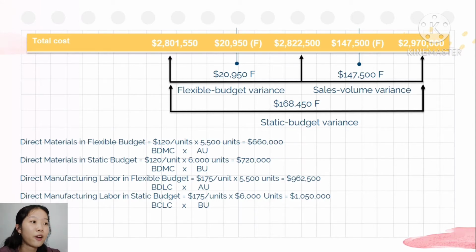And the second level is to calculate the flexible budget variance and the sales volume variance. We get $20,950 from the actual results and the flexible budget, and $147,500 from the flexible budget minus the static budget. The last slide I explained before.